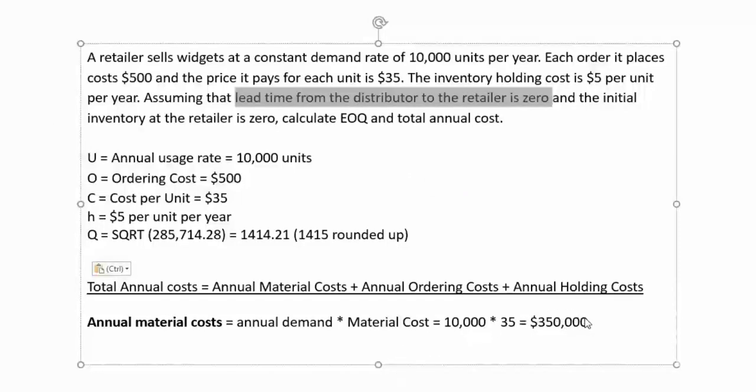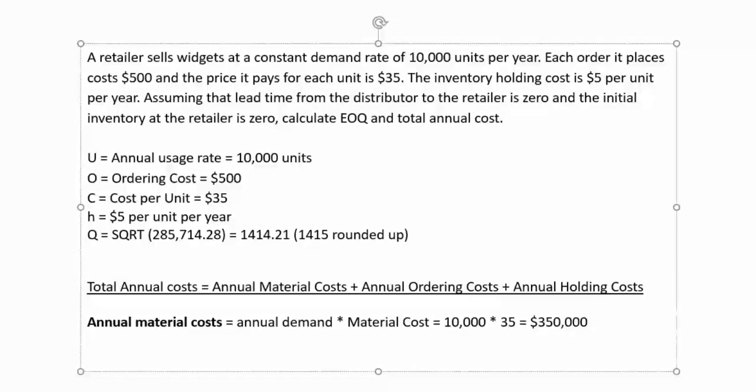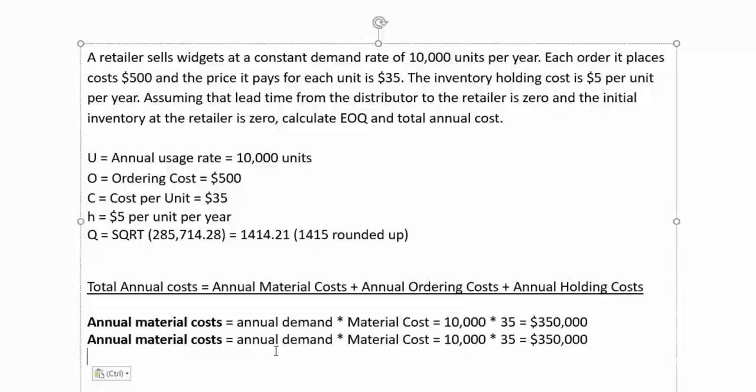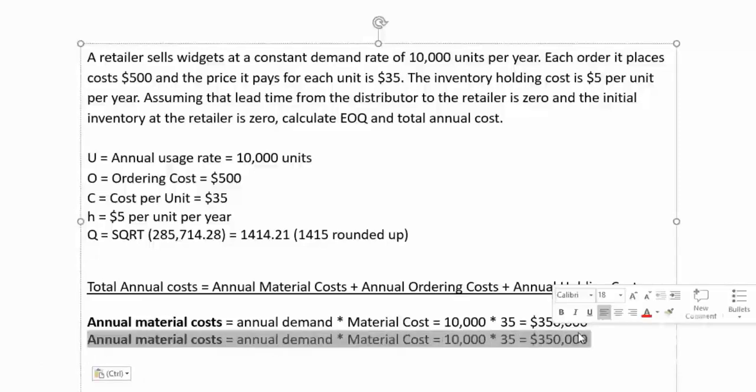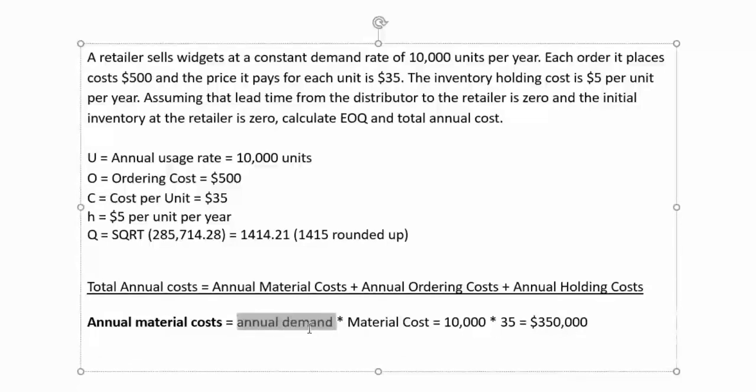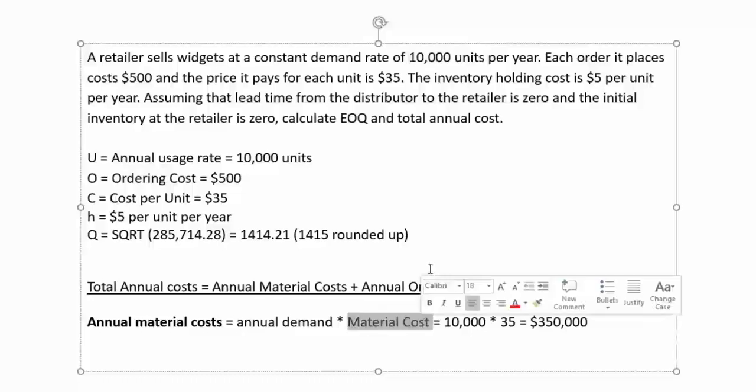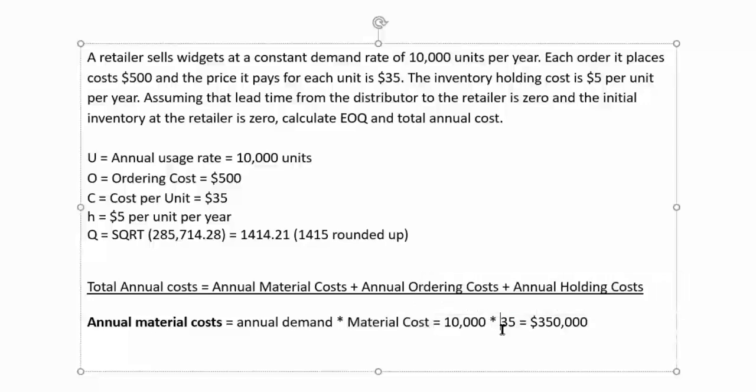So when we go to annual material costs, sorry about that. I already had it there. I'm sorry, I'm getting ahead of myself. So it is annual demand, which is 10,000 units, times the material cost. It's very simple: how many units we order per year times how much each unit costs. That's basically 10,000 times 35 equals 350,000. Easy enough.